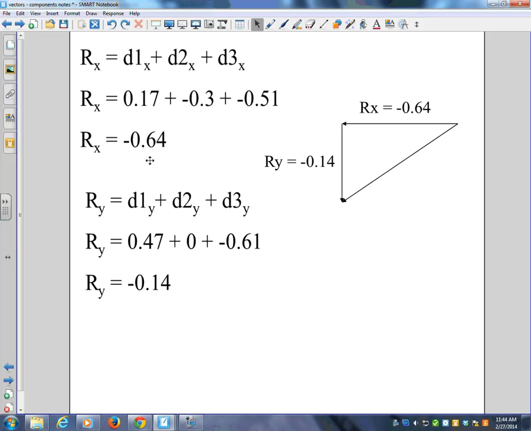Okay, so we're going to add up all the x's. That's my x component of the result. The next step is to add all the north-south or y components. The y component of the resultant is the y component of vector 1 plus the y component of vector 2 plus the y component of vector 3. Again, making sure you've got your signs.